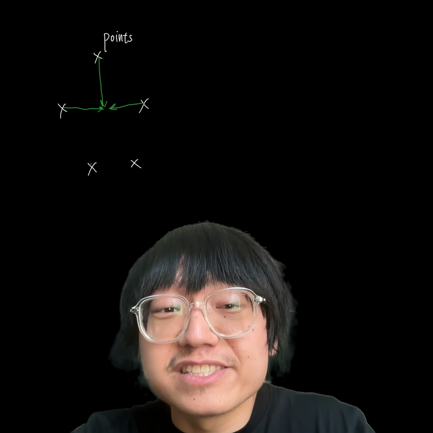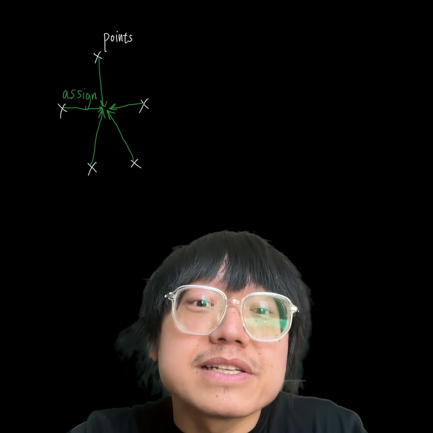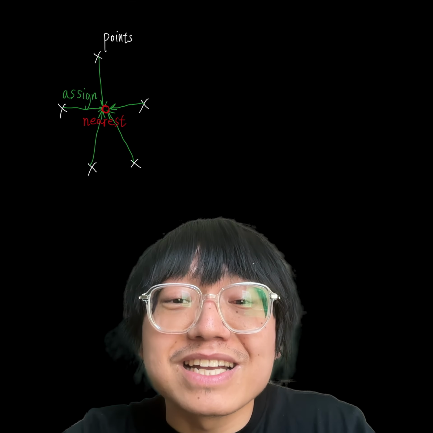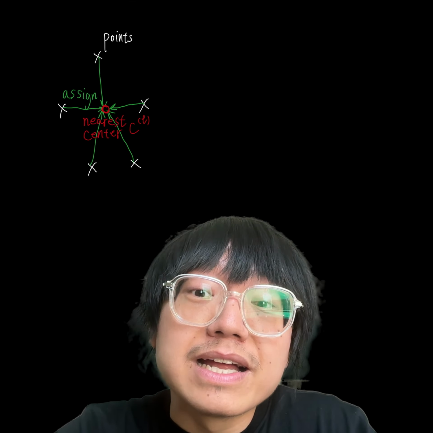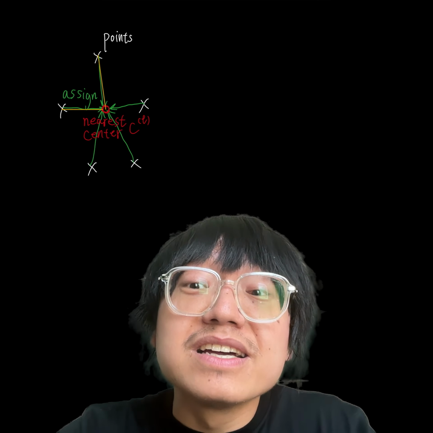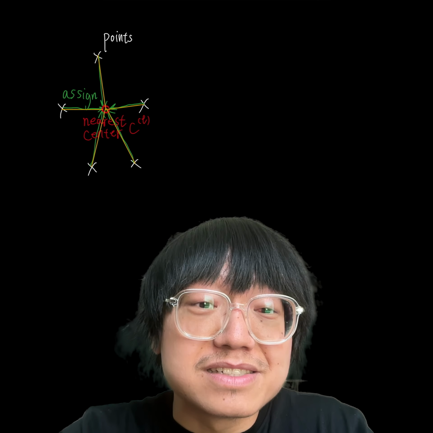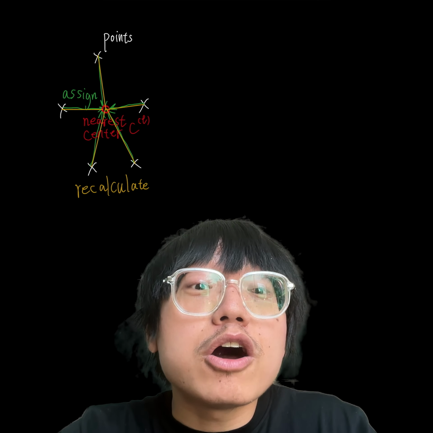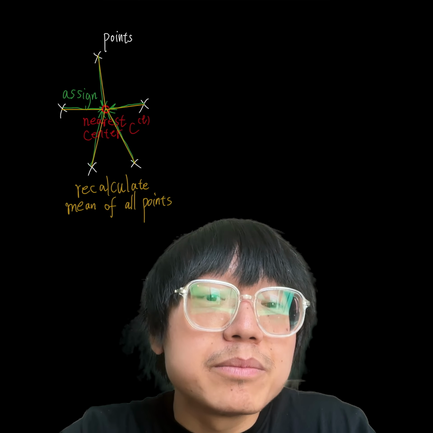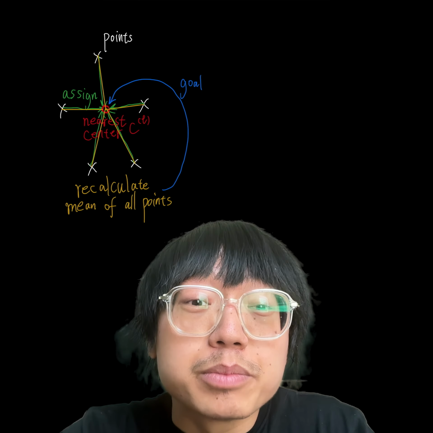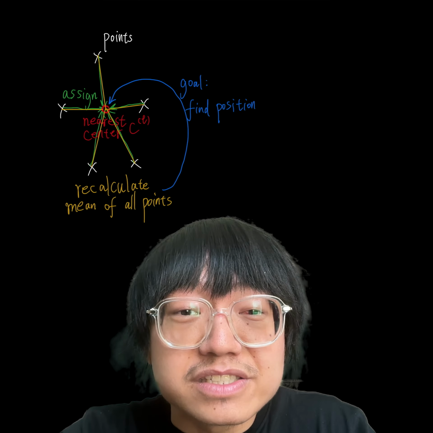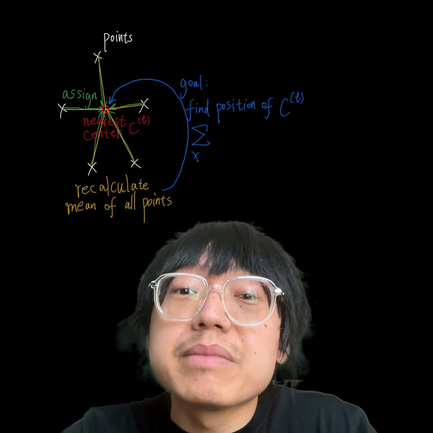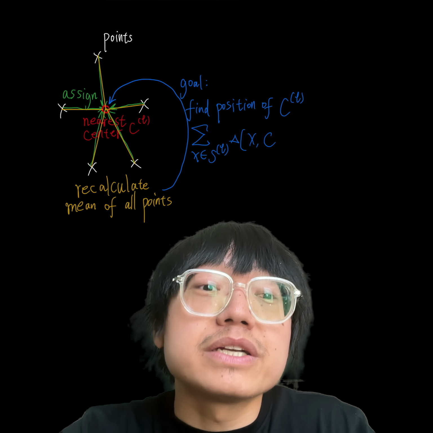The assignment step assigns each point to the nearest center according to the nearest center rule, and the update step recalculates each cluster center C of L as the mean of all points assigned to that cluster. So this is the optimization goal of k-means, which is to find the positions of the centers C of L that minimize the total sum of the squared distances.